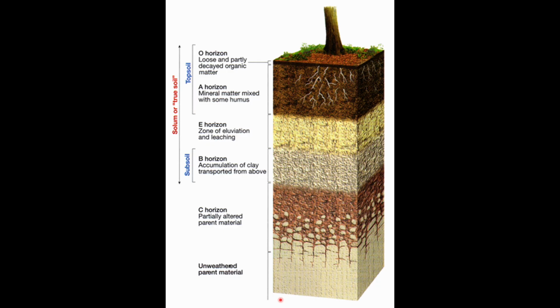In the other horizons, the material bears little resemblance to the parent material. In this horizon, the nature of the parent material is fairly obvious. And this layer has not made the transition from regolith to soil. And then beneath the C horizon is the unweathered parent material.